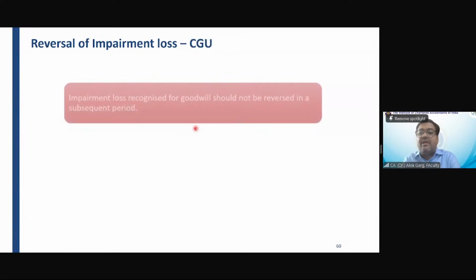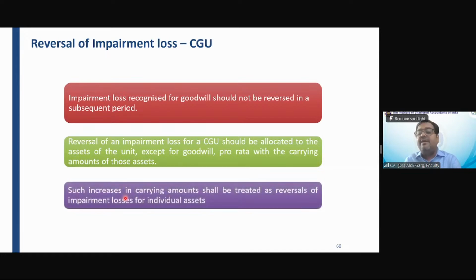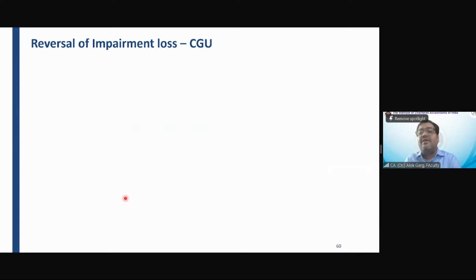Impairment loss is not allowed to be reversed on goodwill. Impairment loss recognized for goodwill should not be reversed in a subsequent period. Why? Because if you reverse the impairment loss on goodwill, it will be considered as a capitalization of internally generated goodwill.